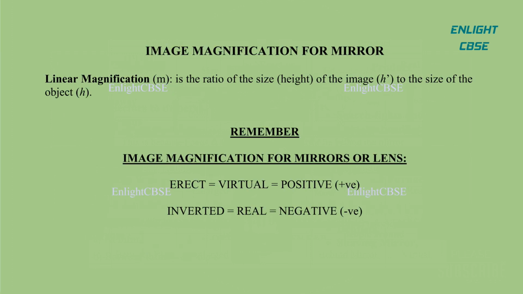What is image magnification for mirror? Linear magnification, M, is the ratio of the size of the image to the size of the object. In a concave mirror, remember that for real and inverted image magnification is always negative. And for virtual and erect image magnification is always positive. In a convex mirror, the image is always virtual, erect, and magnification is positive. In spherical mirror, remember for magnification the virtual is positive, and real is negative.